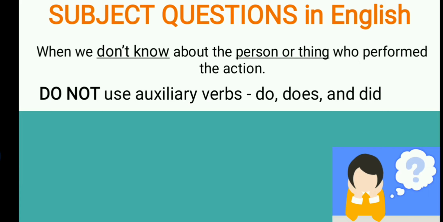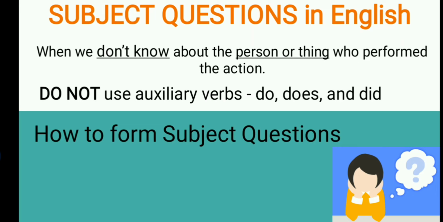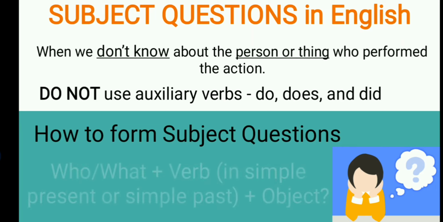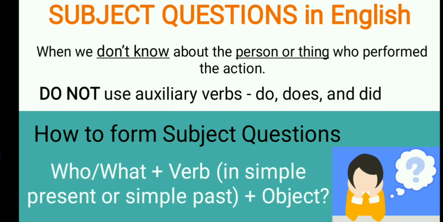So let's see the formation, or the template, of a subject question, how a subject question ideally looks. We'll have the subject word, that is either who or what, followed by a verb, ideally in the simple present or simple past tense, and then the object. So it is who or what, your subject question word, followed by the verb, followed by the object. This is how the template of a subject question will be. Now we can look at some examples here.